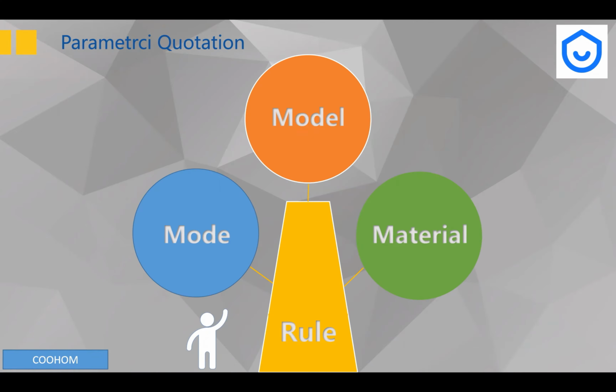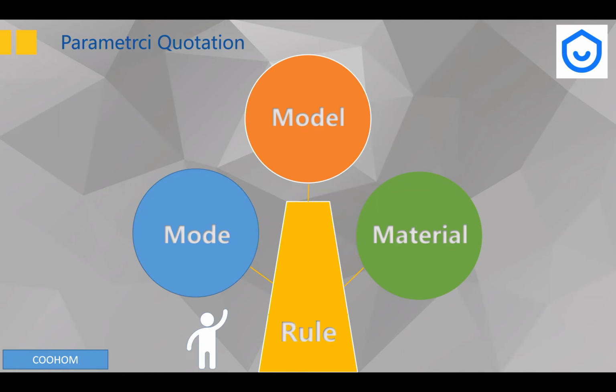Okay. Just now we watched the video. We can see from that video we set up the quotation rule, but before we do that we set up a material category, model category, and there is also a mode. And then we set up a rule, link them together and link those things to the model, to the material. Then in the floor plan, we can generate the quotation according to that rule.